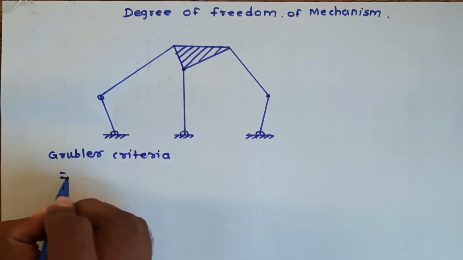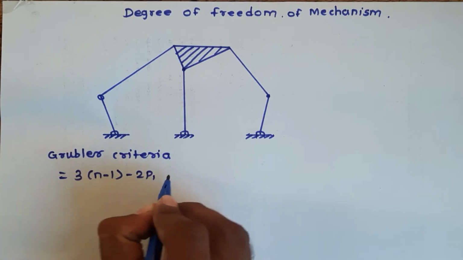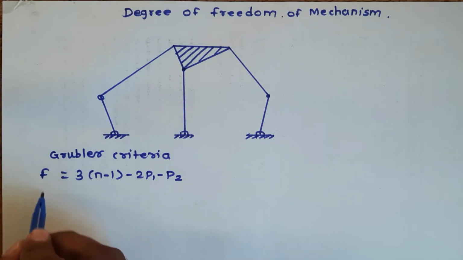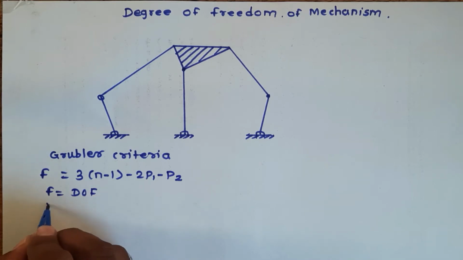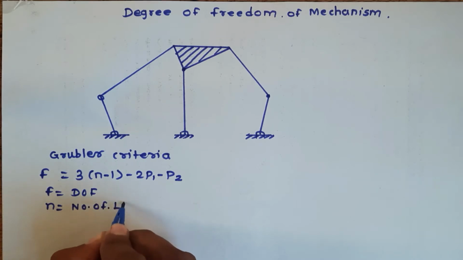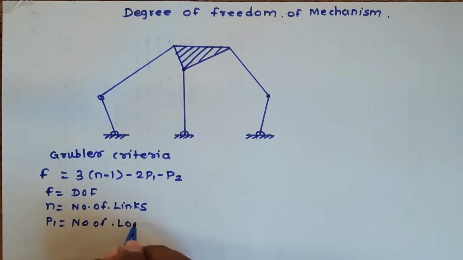the formula is F = 3(n - 1) - 2p1 - p2. So here, what is F? F is the degree of freedom, and n is the number of links, p1 will be the number of lower pairs, and p2 will be the number of higher pairs.